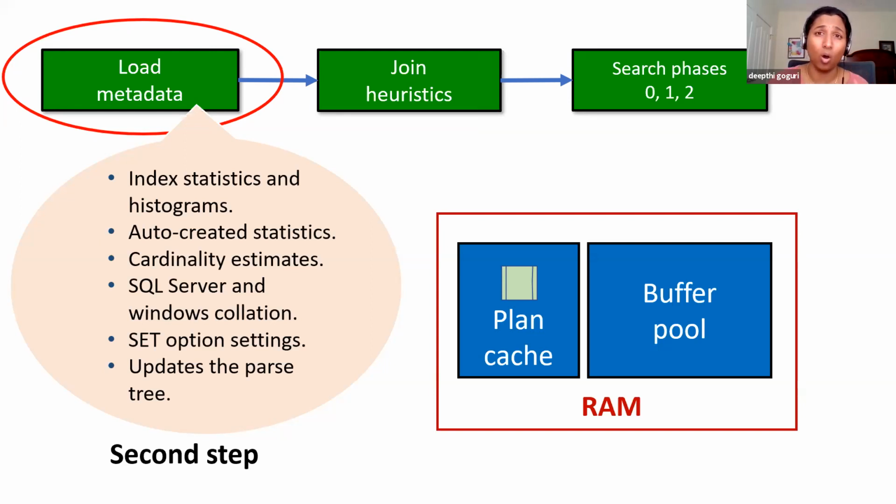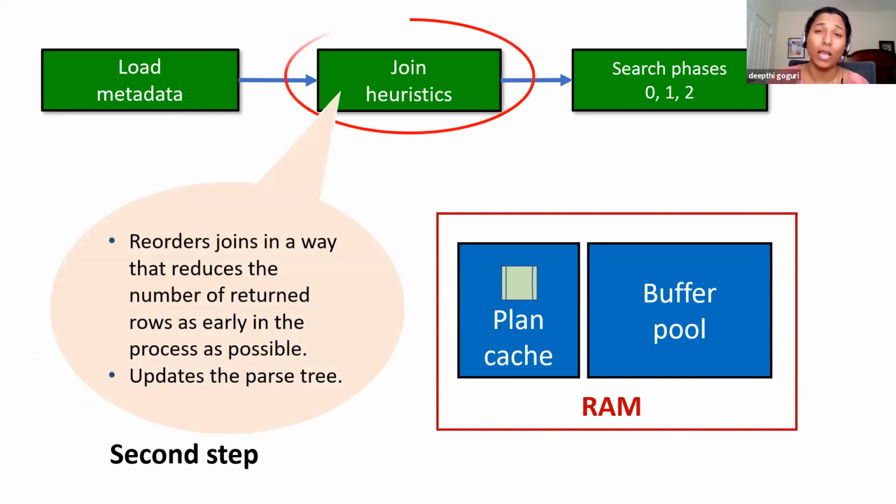Now with all this gathered information, the load metadata component will go ahead and update that information inside the parse tree of the plan cache. And now our query will go to the join heuristic component. Now what happens with these join heuristics? It will reorder the joins like I discussed in the previous slides. But let me explain here with a very simple example.